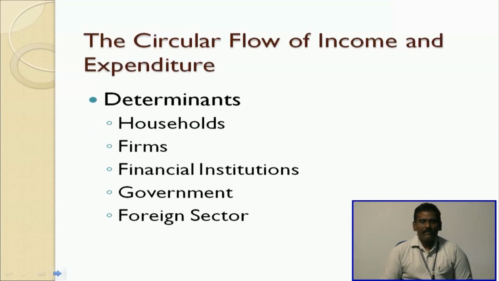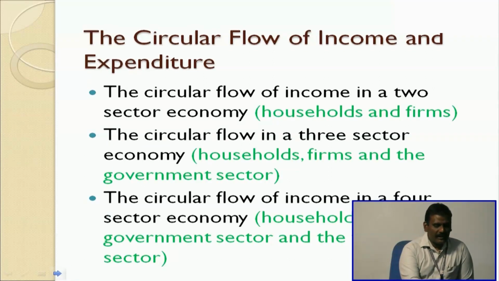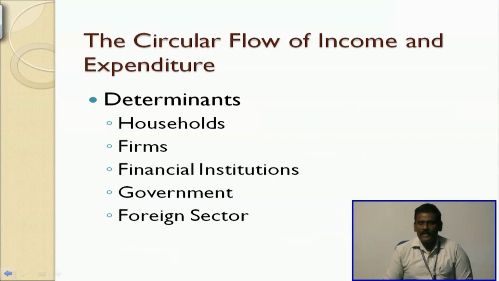So, the circular flow of income and expenditure, you need to understand the determinants. What are the determinants of circular flow of income and expenditure, including household, firm, financial institutions, government and foreign sector? Those are the major determinants of the economy, the major determinants of circular flow of income and expenditure. So, the first one, household.